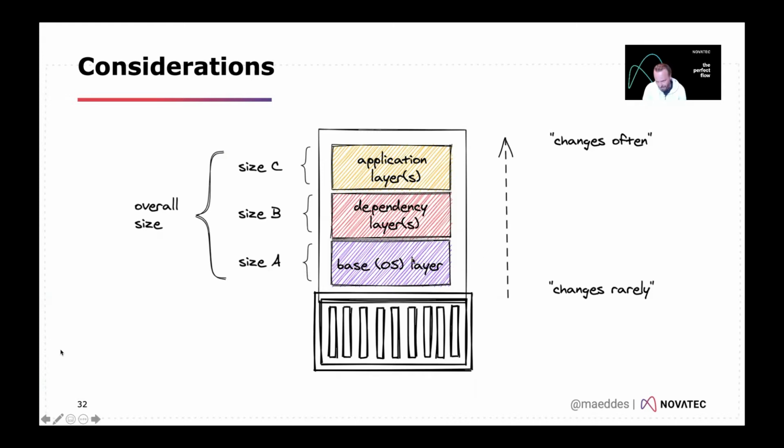Now, the stuff on the bottom normally doesn't change so often. So if you have to exchange your base OS layer with every image build, I would say you're doing something wrong. But your application layer will probably change very often. If you optimize in that space, because that is constantly reloaded, you gain much more efficiency than optimizing here on the bottom.